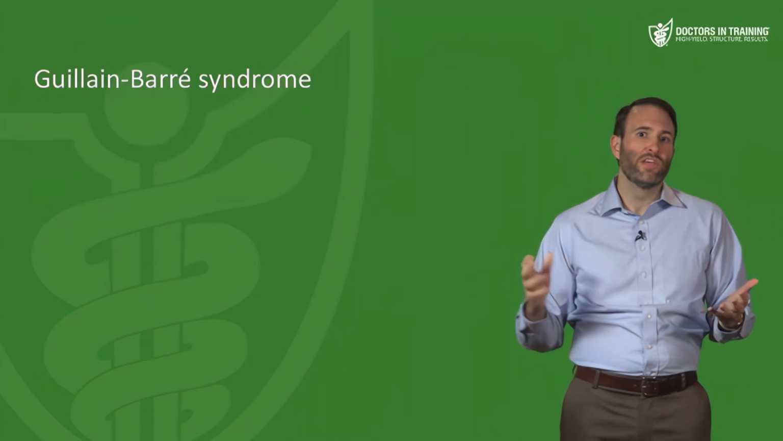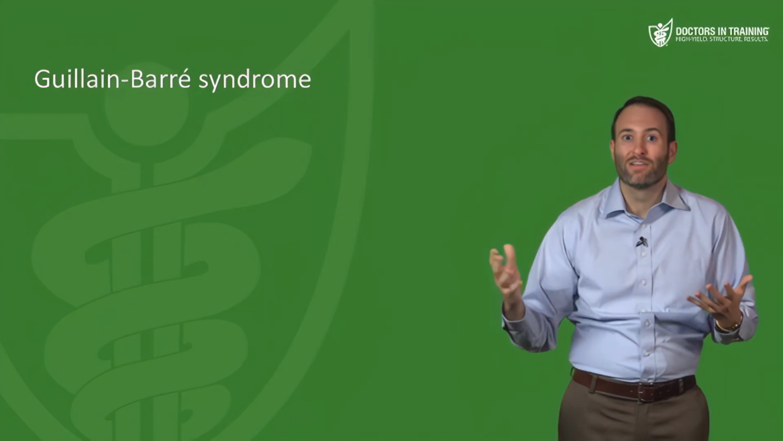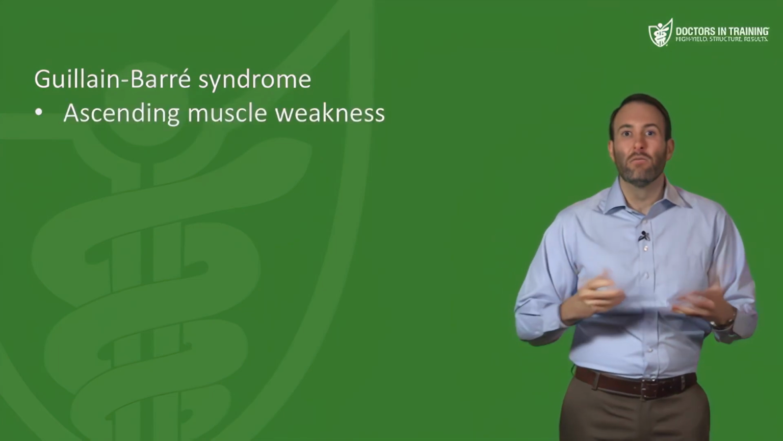So how does Guillain-Barré present? Well, patients lose function of the peripheral nerve axons. Therefore, they get an ascending muscle weakness.